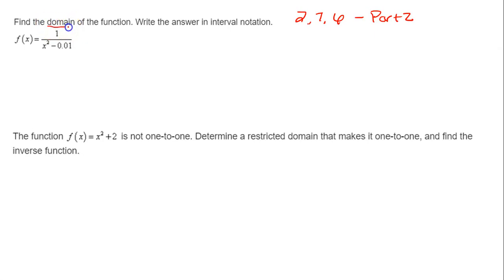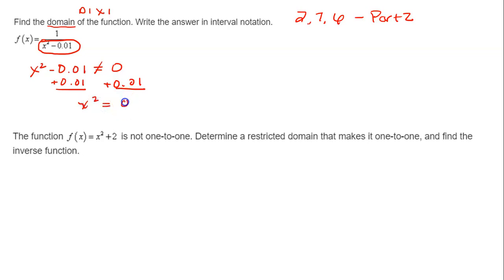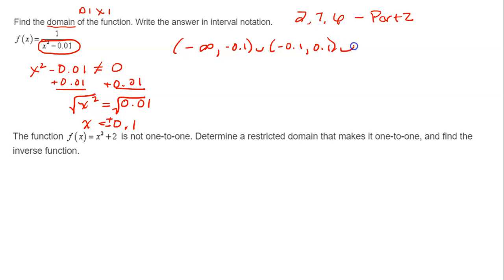Let's jump into it. Find the domain, so that is x, and then write in interval notation. So what I know is that the denominator can't be 0, so x squared minus this cannot equal 0. So x squared, and then when I square root that, I get x is equal to plus or minus 0.1. So what we get is that the interval goes from negative infinity to negative 0.1, negative 0.1 to positive 0.1, and 0.1 to infinity. So that's our domain.